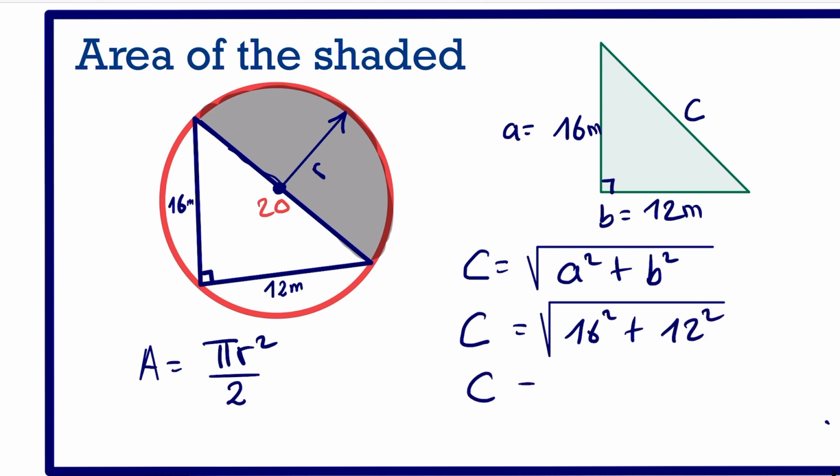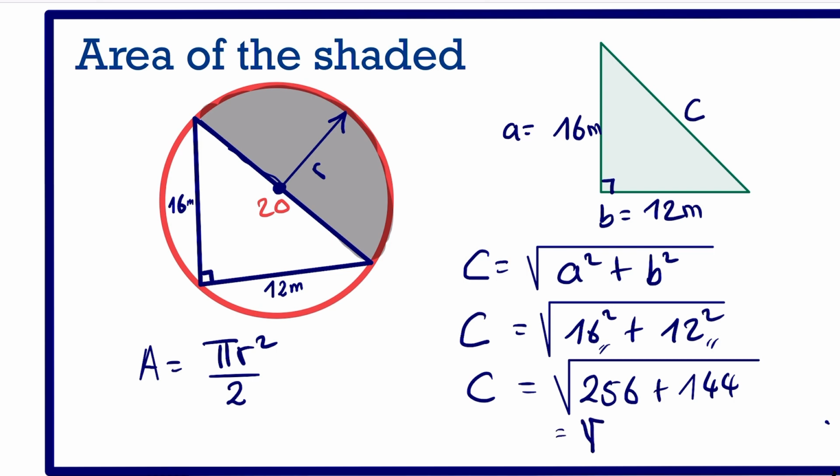What is the value of 16 square? It is 256, which is 16 times 16, plus 12 times 12, which gives us 144. If we add them up together, we get 400. The square root of 400 is 20. So now we know our diameter. Our diameter is 20.